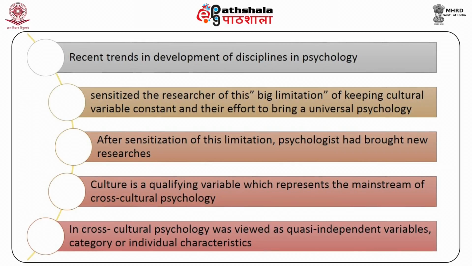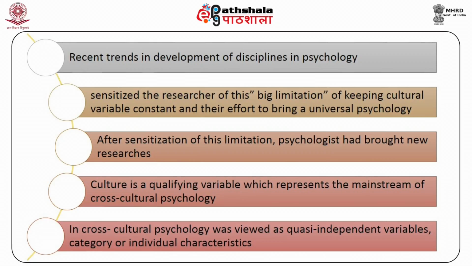However, recent trends in the development of disciplines in psychology sensitized researchers to this big limitation of keeping the cultural variable constant, and to the effort to bring about a universal psychology. After sensitization to this limitation, psychologists brought new research, whereby psychology is studied in terms of independent and dependent variables. Culture is a qualifying variable which represents the mainstream of cross cultural psychology.